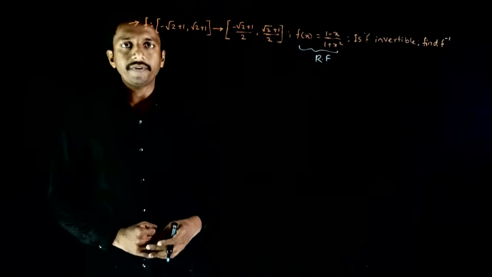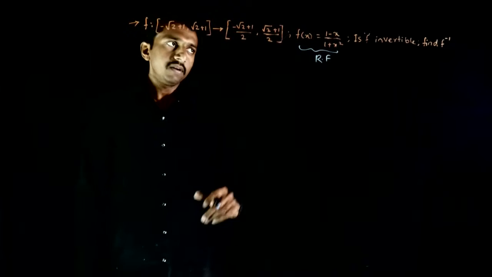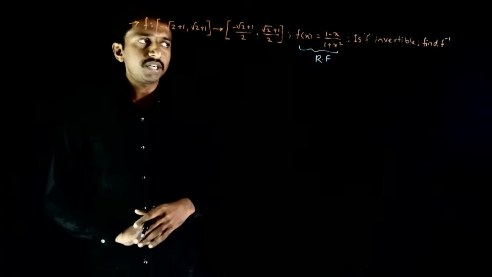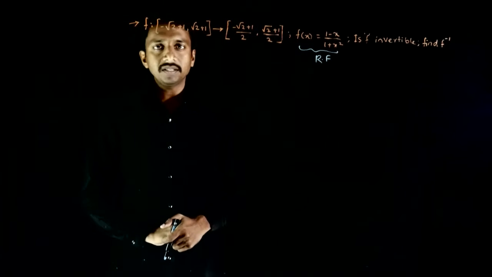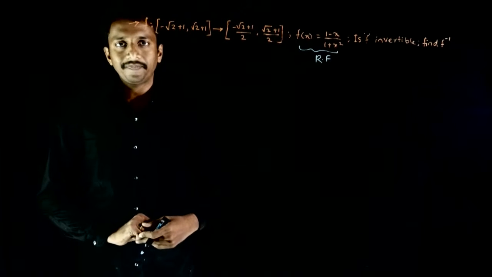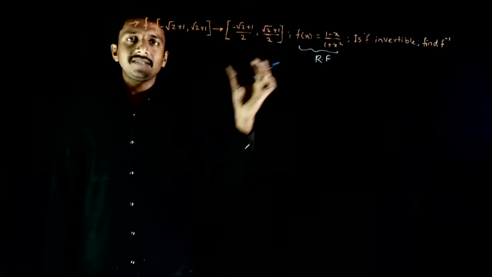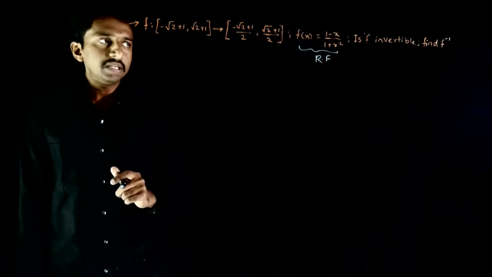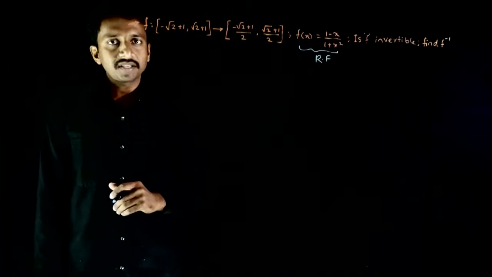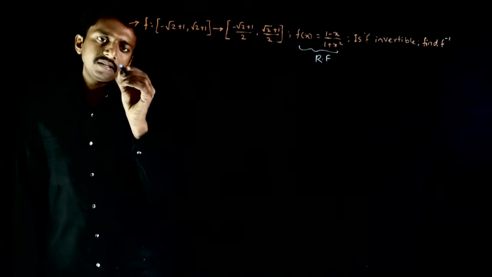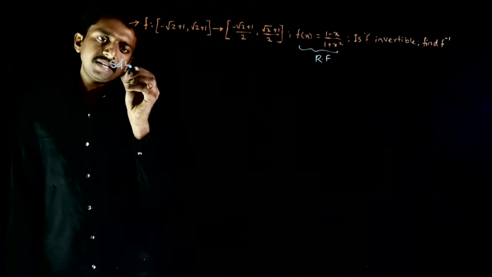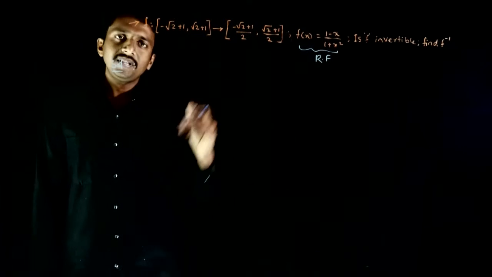If so, find f inverse. You have to first see whether f is invertible or not. If it is invertible, you have to find f inverse. Okay. So let us try to analyze the nature of this function. Okay, so I will try to analyze it with the help of a graph. So let us try to draw the graph of this function.